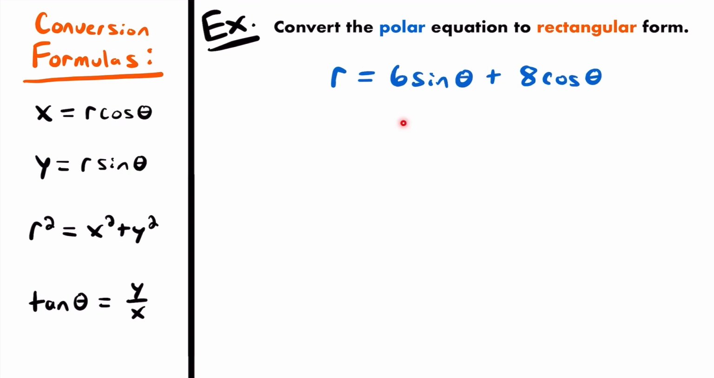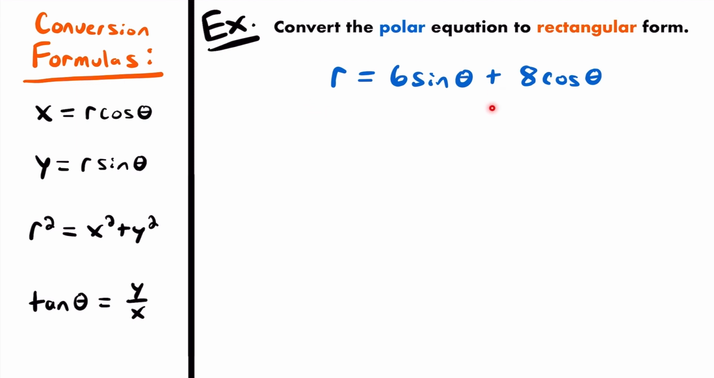All right, so here's our last example for converting a polar equation to rectangular form. We have r equals 6 times sine theta plus 8 times cosine theta. Now, whenever you have a polar equation that involves sine or cosine or both of them added together, like we have in this case, what you want to do is multiply both sides of the polar equation by r. And what that's going to do is make it very easy to use our conversion formulas to convert this from being in polar form to rectangular form. And so let me show you what I mean.